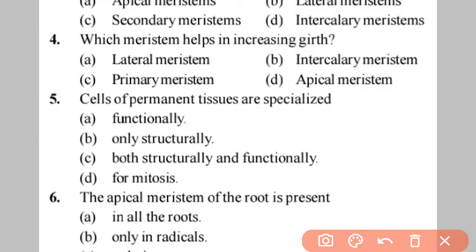Question is, cells of permanent tissue are specialized functionally, only structurally, both structurally and functionally, and the last one is for mitosis. So it is basically specialized both structurally and functionally. Okay, so option C is correct for this question. Let's move on to the next question.